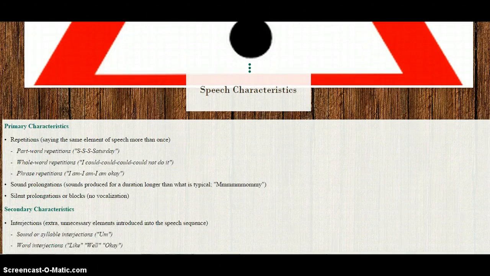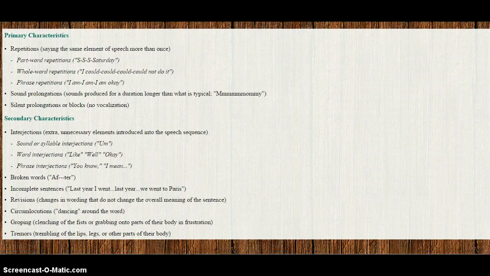Just some speech characteristics now for stuttering. There are repetitions, which is saying the same element of speech more than once. So they could be part-word, like "Sa-Saturday," whole-word repetitions, "I could not, could not do it," or phrase repetitions, "I am, I am, okay." There can also be sound prolongations, where sounds are produced for a duration longer than what is typical, like "mmmommy." And there are also silent prolongations, which are also called blocks, where there is no vocalization at all.